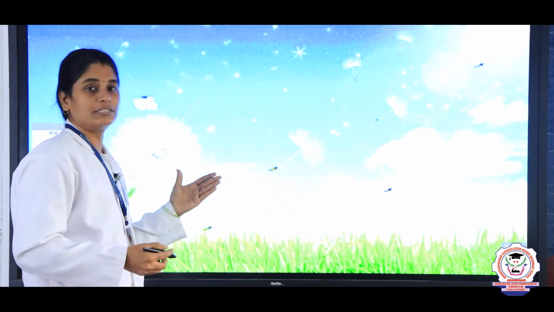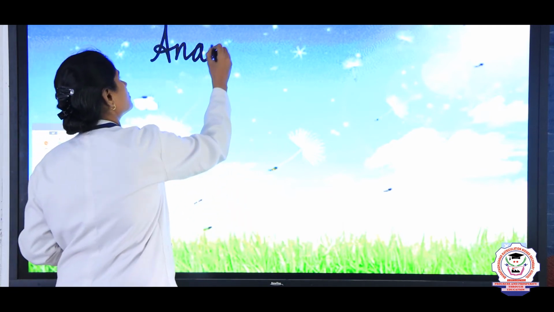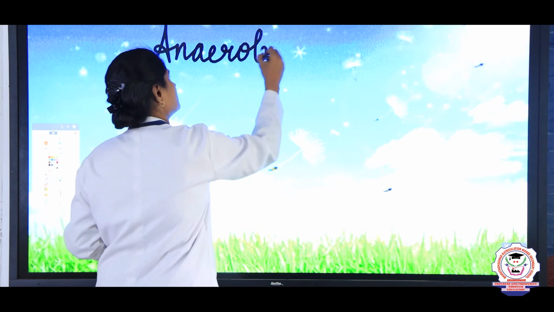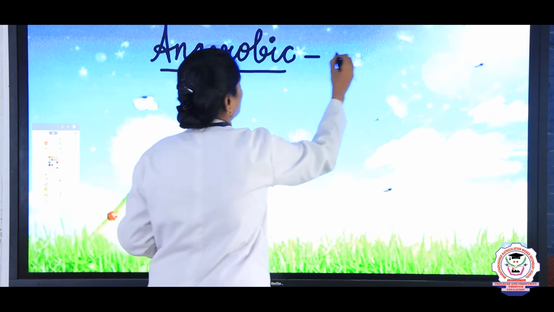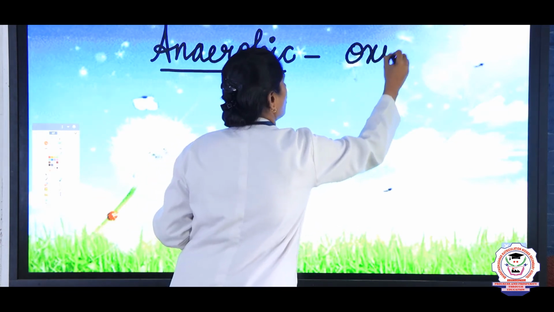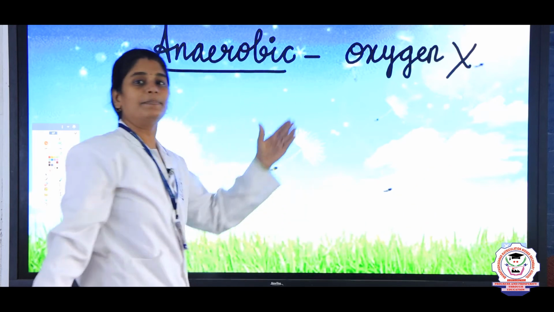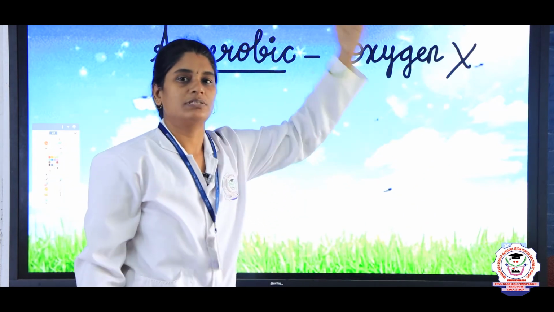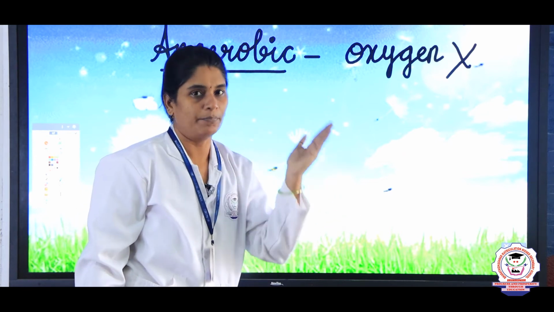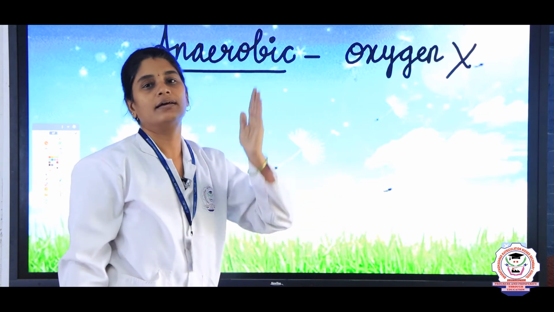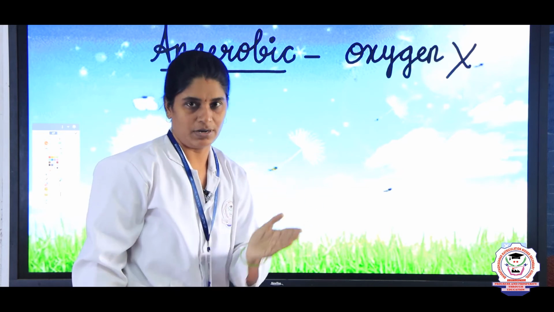So, what is anaerobic respiration? It is respiration without the presence of oxygen. During anaerobic respiration, oxygen will not be present. So, without oxygen, some plants like fungi break the food molecules and get the energy from the food that is available, right.